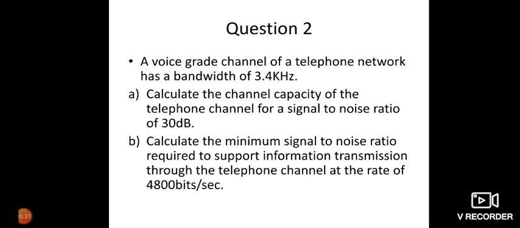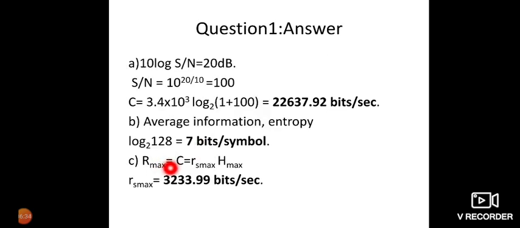ഓക്കെ. സോ R max equal to C, ദെൻ Rs max. Rs max എന്ന് ഉദ്ദേശിച്ചത് എന്താണ്? മെസ്സേജ് റേറ്റ്. ദെൻ H max. സോ C നമുക്ക് ഓൾറെഡി ഇവിടെ അറിയാം. അപ്പോൾ ഈ C വെച്ച് അതുപോലെ ഈ H max-ഉം വെച്ച്, അതായത് this value divided by H max, I will get Rs max.